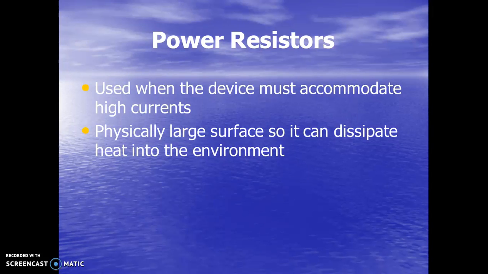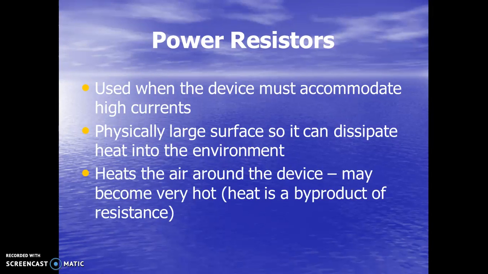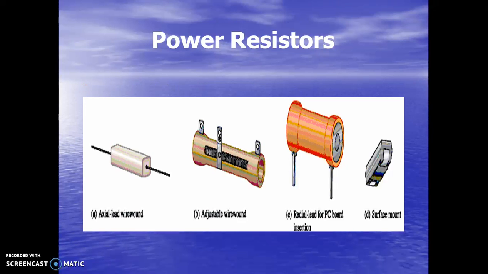And so resistors designed for high currents have to have a physically large surface so they can dissipate heat into the environment. And they can become quite hot. They'll heat the air around the device, and it's worth noting that a resistor, in essence, is a heater. Okay, so here's some examples of some power resistors. We won't use any of these in TEJ because we don't want to see large amounts of current.